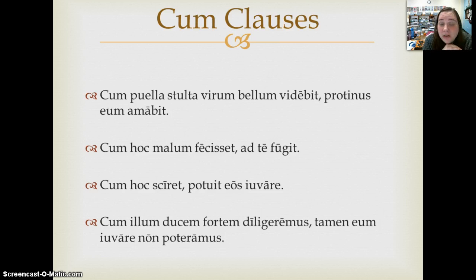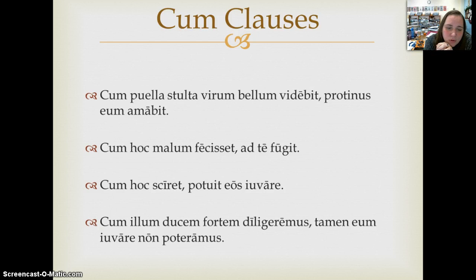Okay? Our third example, cum hoc sciret patuit eos iuvare. So what is the main clause? What is the main action of the sentence? He was able to help them. Okay, he was able to help them. So what information are we getting in the cum clause? He knew this thing. So I would say that the knowing this thing is the cause of him being able to help them. So I would say this is a causal cum clause and translate that cum since. Since he knew this thing, he was able to help them.